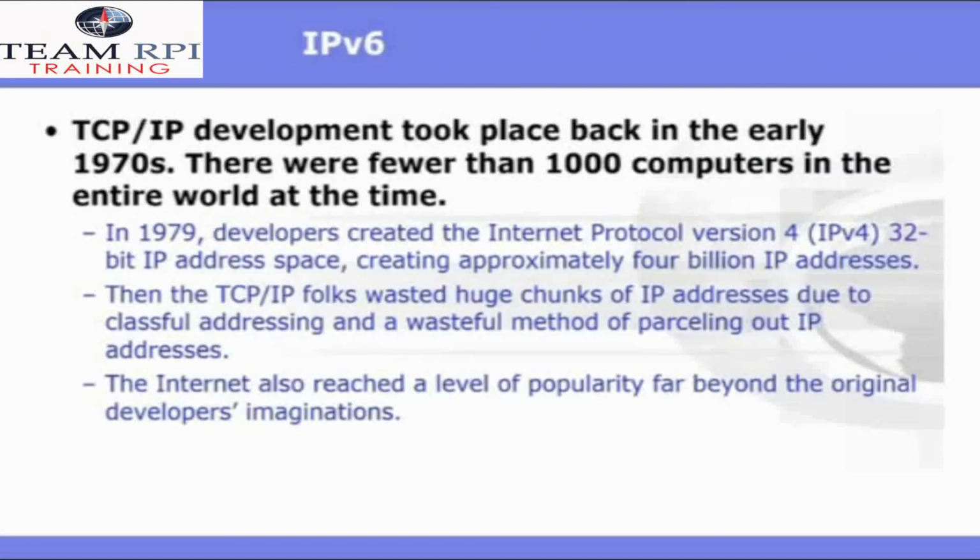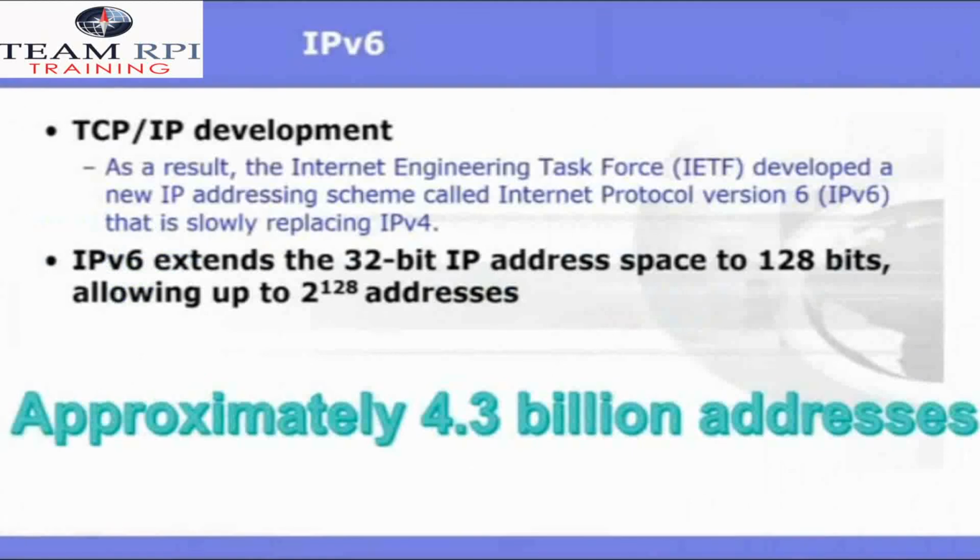Next, we'll take a look at the two versions of TCP/IP. Understand that TCP/IP was developed in the 1970s. Back then, there were fewer than 1,000 computers on the entire internet. So it wasn't even conceived that we would need more than about 4 billion IP addresses. However, as of today, we have officially run out of IPv4 addresses. So that forces us to move to a new standard. That standard is called IPv6.